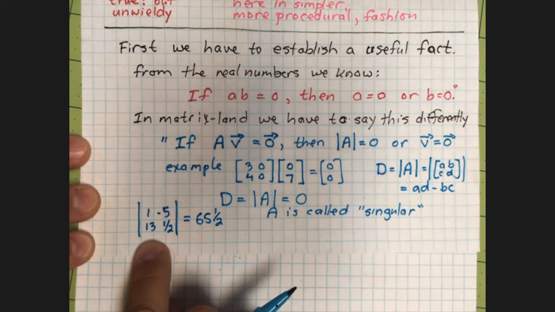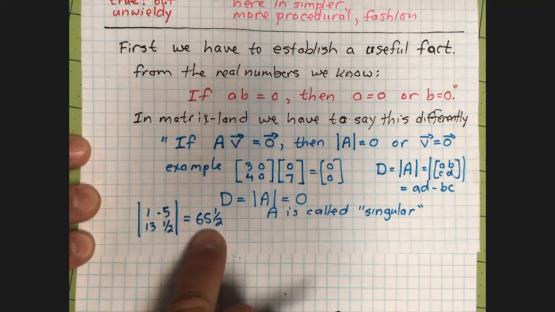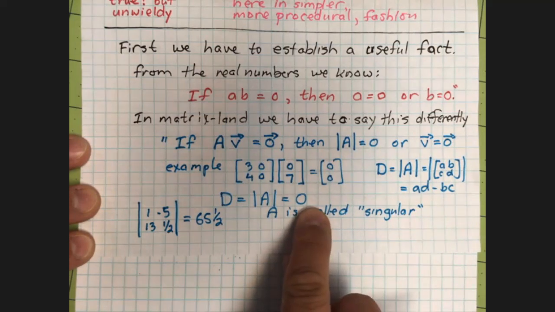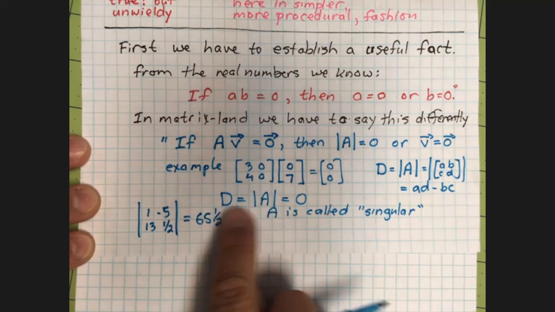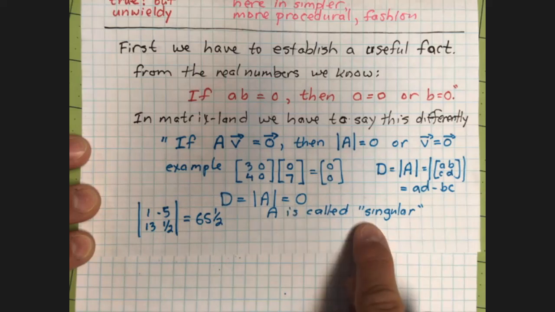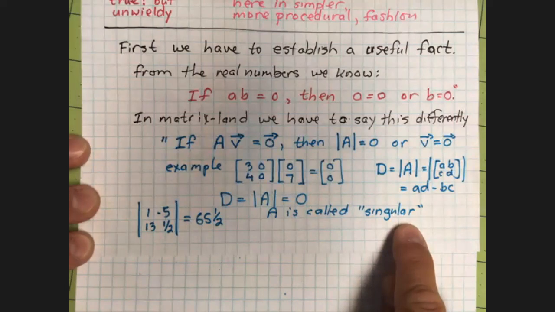Do you understand my point? If I pick four numbers at random, usually I do not get zero determinant. So when I do get a zero determinant, I think that's unusual. And that's why I use the word singular. You use this in English in this sense.